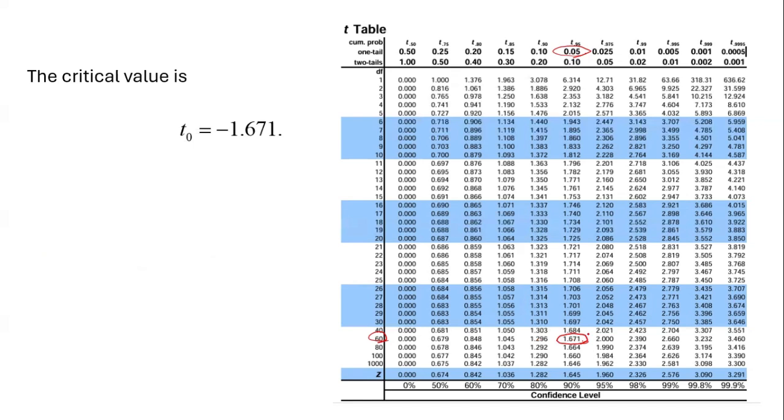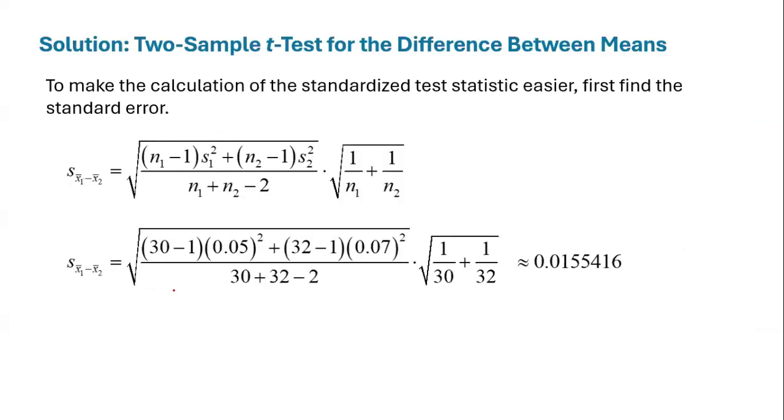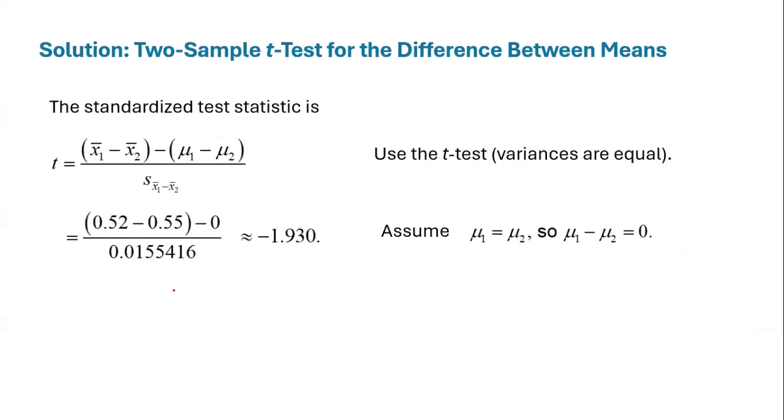And the rejection region is all the numbers on the left side of this number, or all of the t-values that are less than negative 1.671. After finding the rejection region, now it's time to calculate the test statistic. Find the denominator separately and then put it in the formula, and now you see that the answer is negative 1.930. And don't forget that mu1 minus mu2 is always 0.